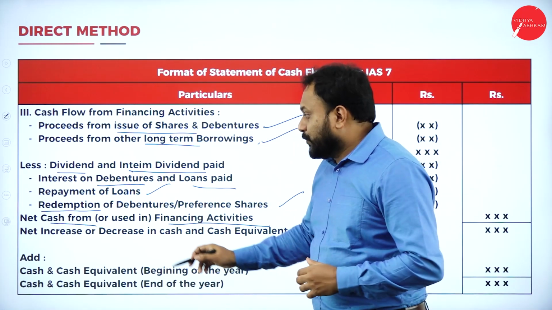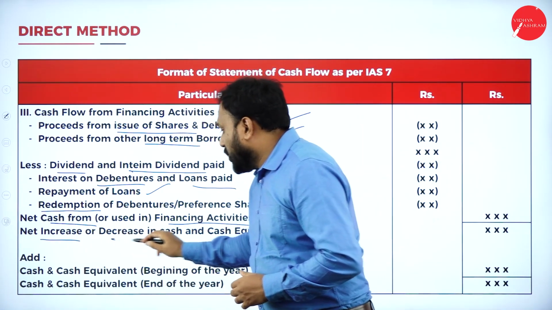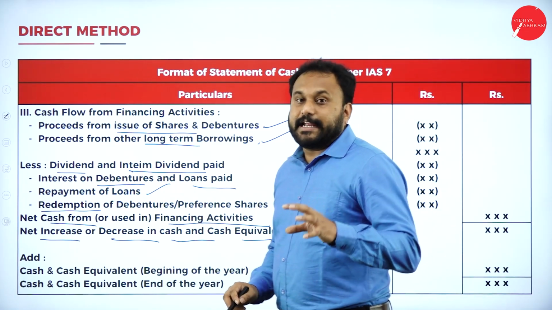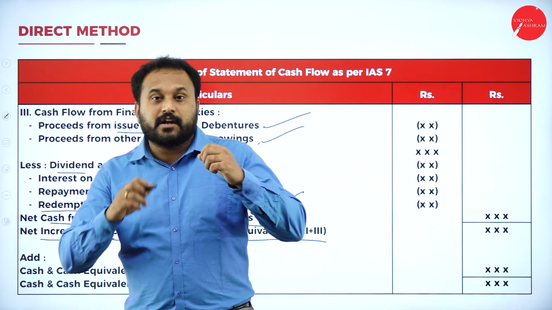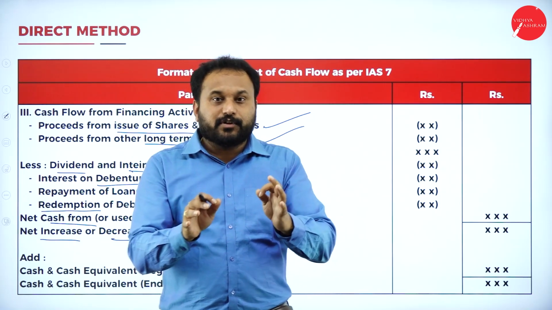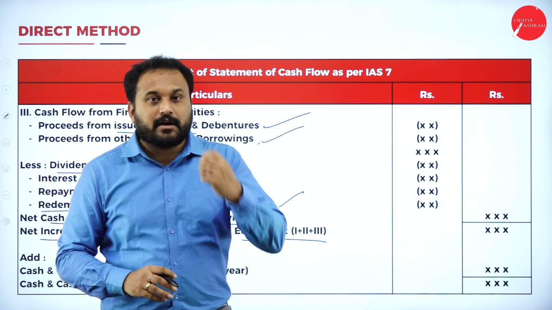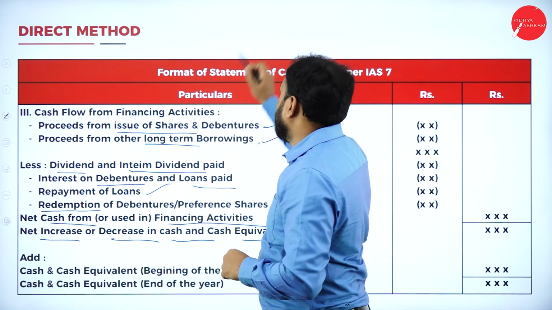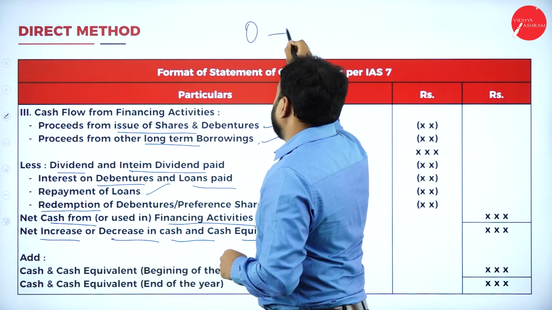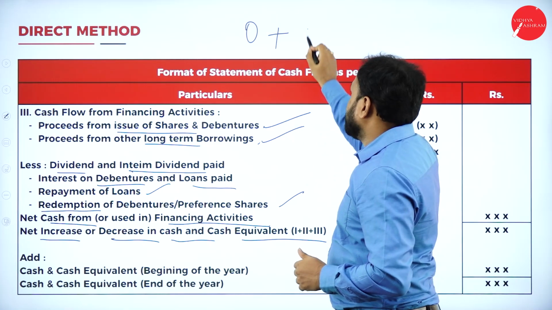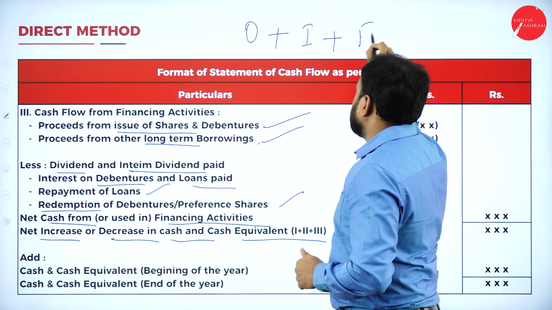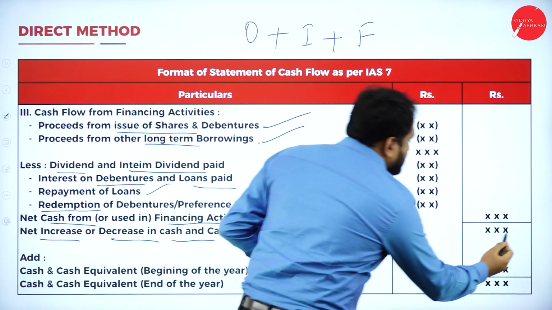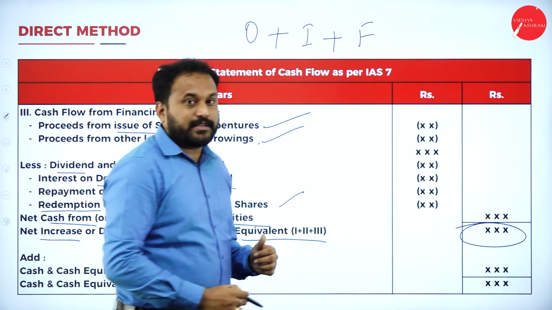Now what is it? We need to go with the net increase or decrease in cash and cash equivalent, which is the heading we are supposed to go with. See, in the entire cash flow, we are only dealing with cash or cash equivalent. So 1, 2, 3. What are the 1, 2, 3? Operating plus investing plus financing. All the three you are supposed to add, and then put it here. All the three things done.